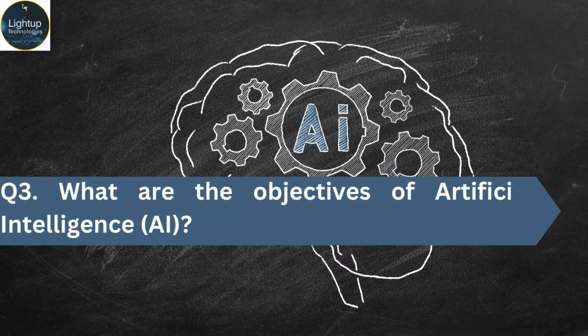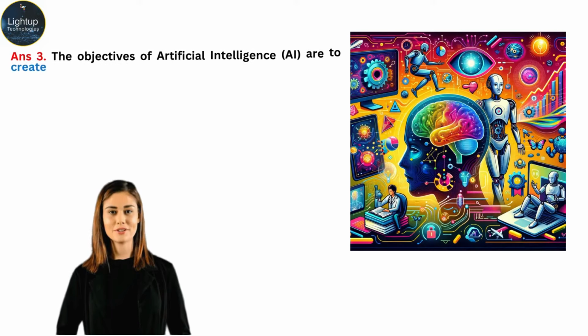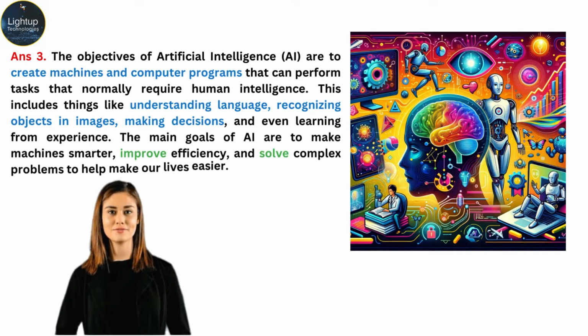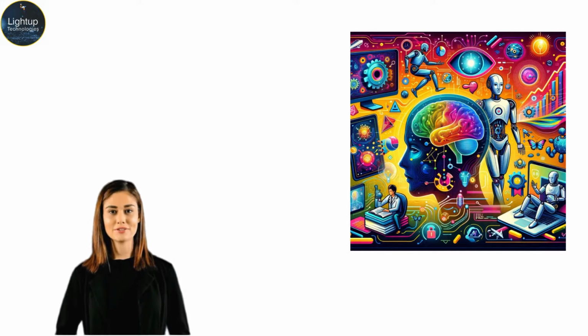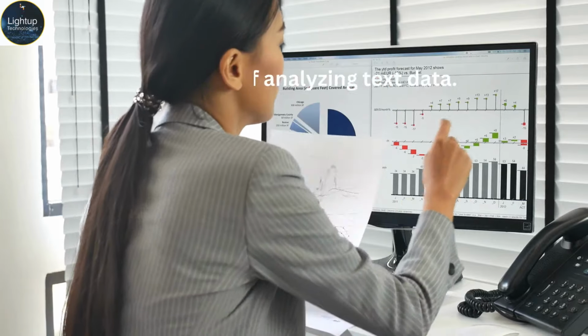What are the objectives of artificial intelligence, AI? AI aims to create machines that can perform tasks requiring human intelligence, from understanding language to making decisions, ultimately making our lives easier.